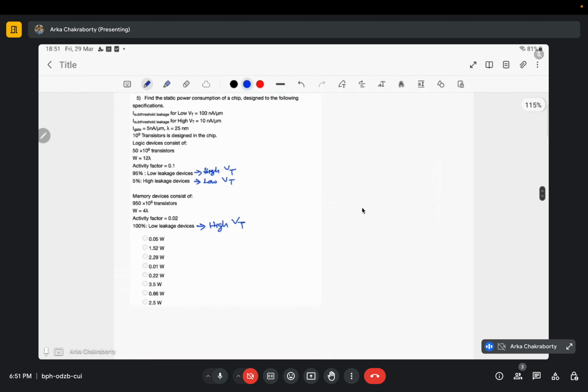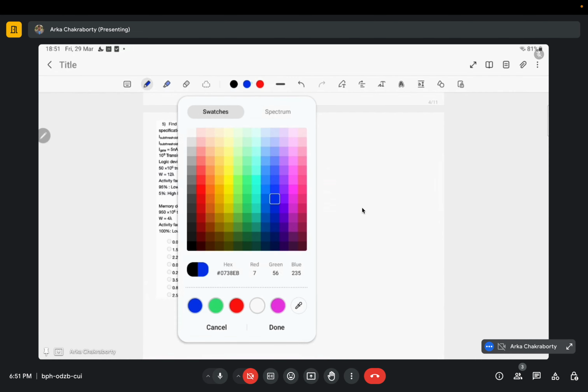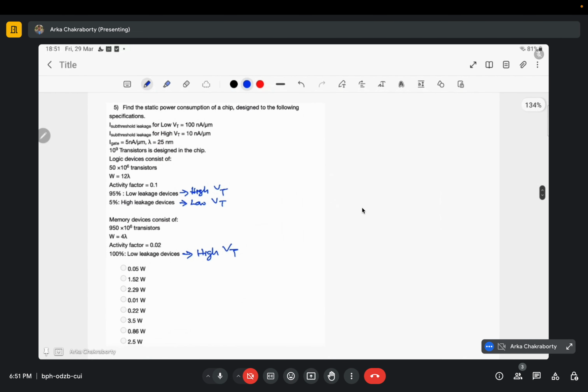Okay, so now let's find it out. These are my number of memory devices, and these are the number of logic devices. Fine. So let us find it for the logic devices first. Subthreshold current for logic devices, let me write it as I sub L. It would be how much? NL into subthreshold current, simple.